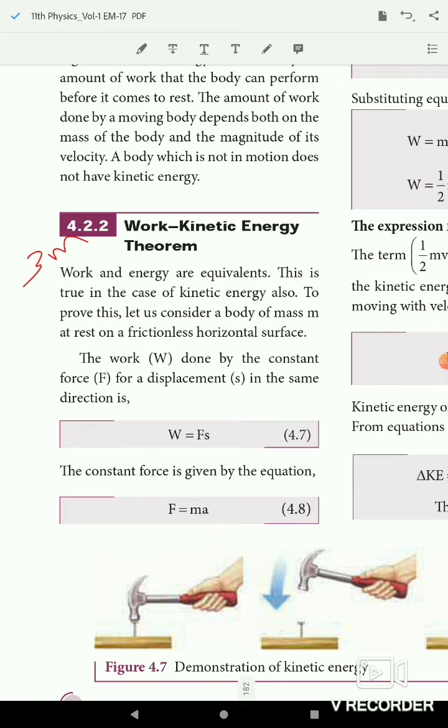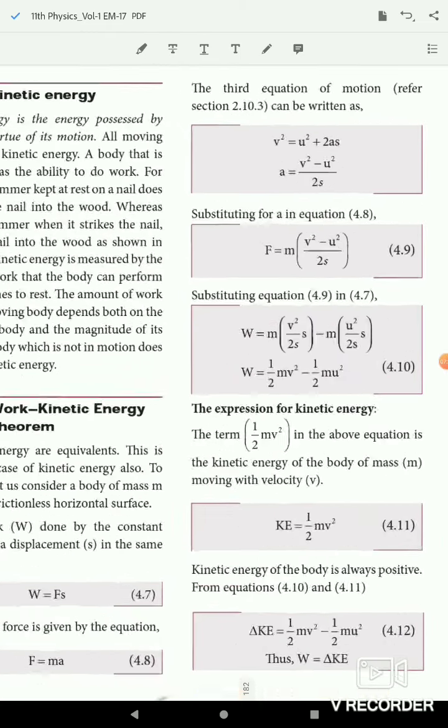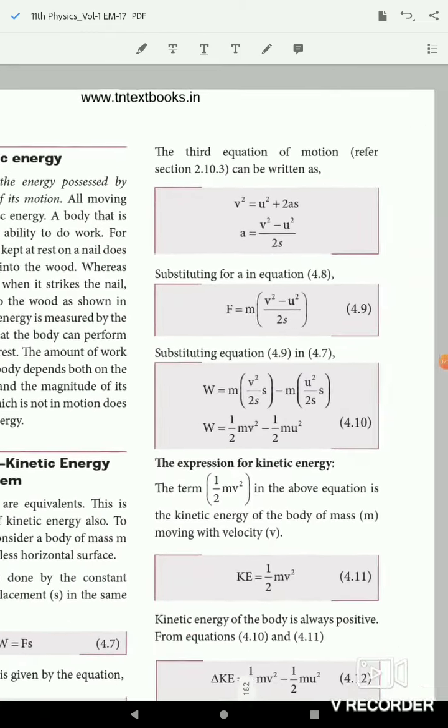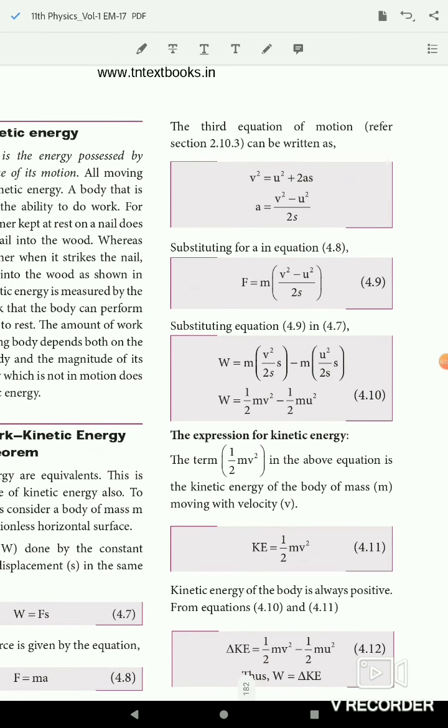The constant force is given by F equal to ma, according to Newton's second law. And from the equations of motion, v square equal to u square plus 2as, so a is equal to (v square minus u square) divided by 2s. You substitute this in F equal to ma. So F equal to m into (v square minus u square) by 2s.